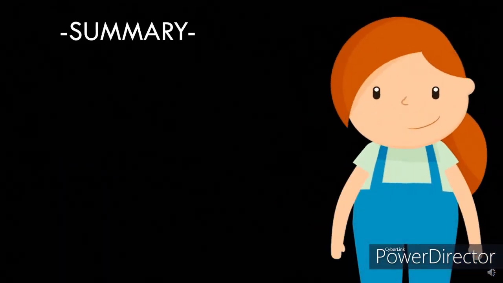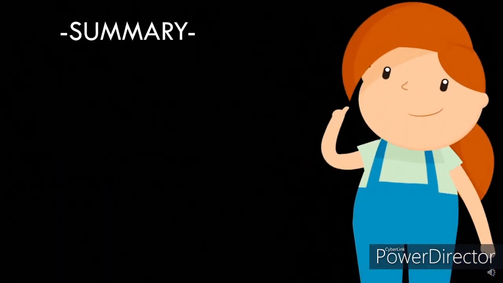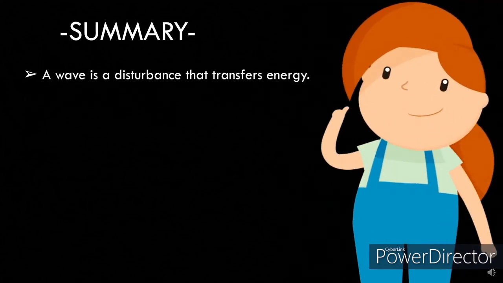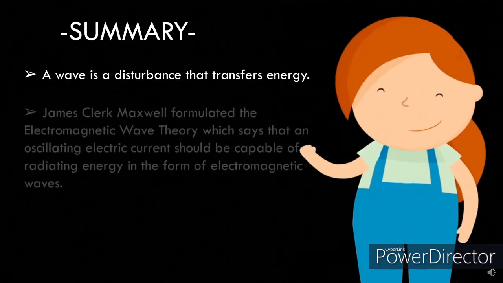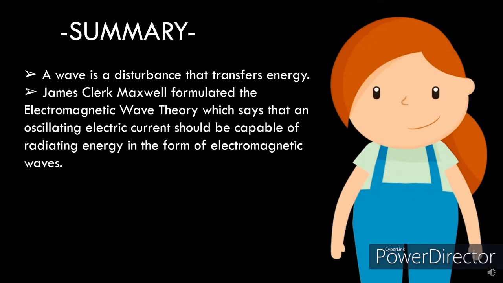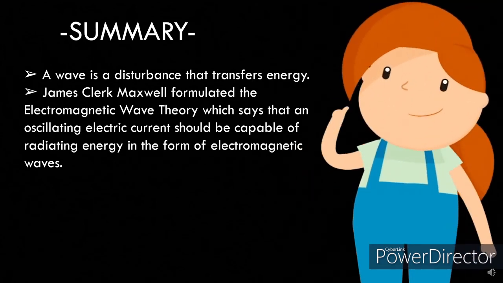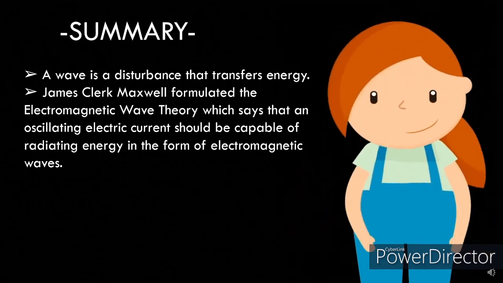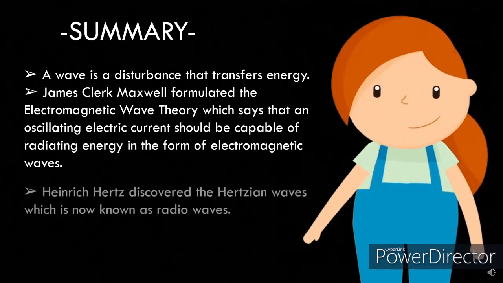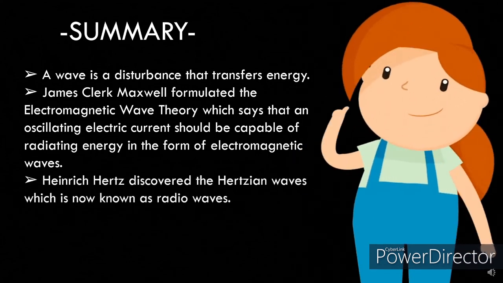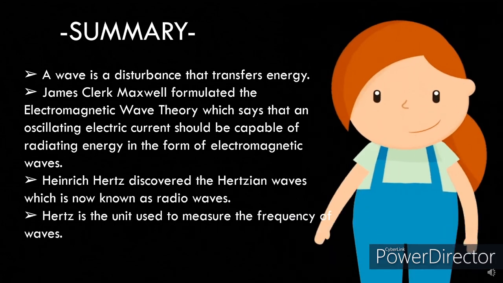Now let us sum up the concept you have learned in this module. A wave is a disturbance that transfers energy. James Clerk Maxwell formulated the electromagnetic wave theory, which says that an oscillating electric current should be capable of radiating energy in the form of electromagnetic waves. Heinrich Hertz discovered the Hertzian wave, which is now known as radio waves. Hertz is the unit used to measure the frequency of waves.